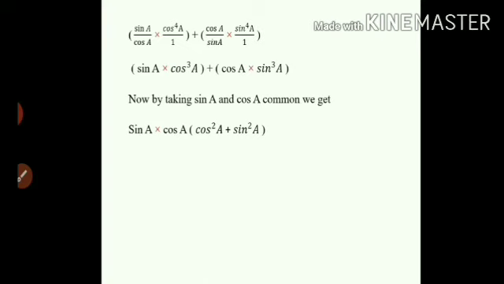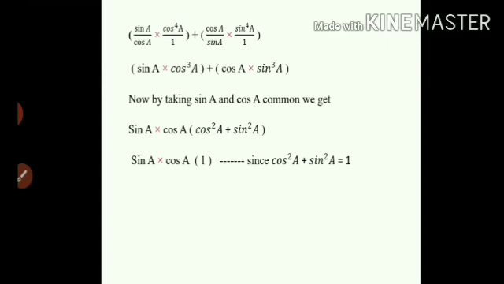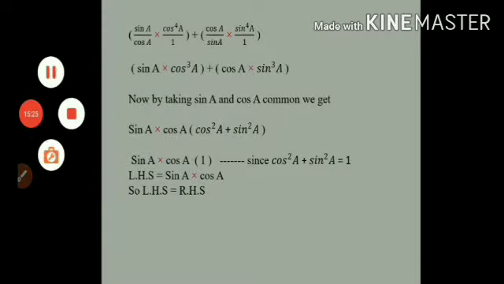We are taking sin A and cos A common; we did the common factors in earlier classes. In the same way here, when we take sin A and cos A common, what is left? cos²A plus sin²A. Now sin A into cos A, I am writing the same. cos²A plus sin²A will be 1. So sin A multiplied by cos A multiplied by 1 will be sin A multiplied by cos A, which is equal to RHS. Exactly, LHS is equal to RHS.